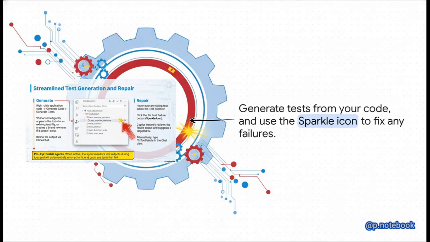And it gets even better when it comes to testing. You can generate entire test files from your code, which is great. But here's where the magic really happens. When a test fails, you look for our second trigger, that sparkle icon. You click it, and Copilot analyzes the failure and suggests the specific fix. It doesn't just tell you there's a problem. It helps you solve it.